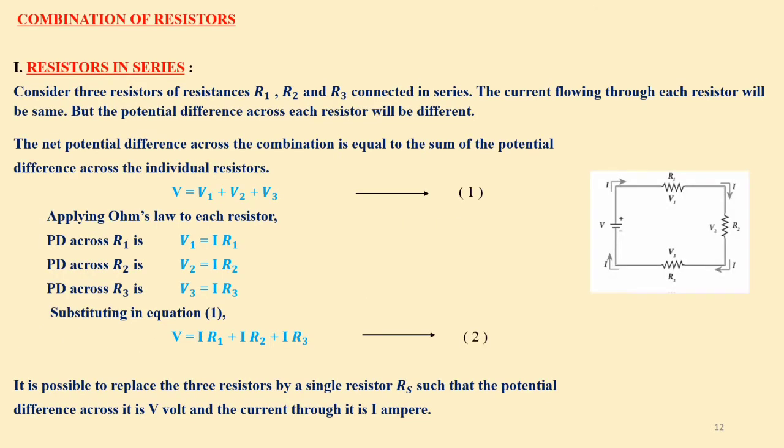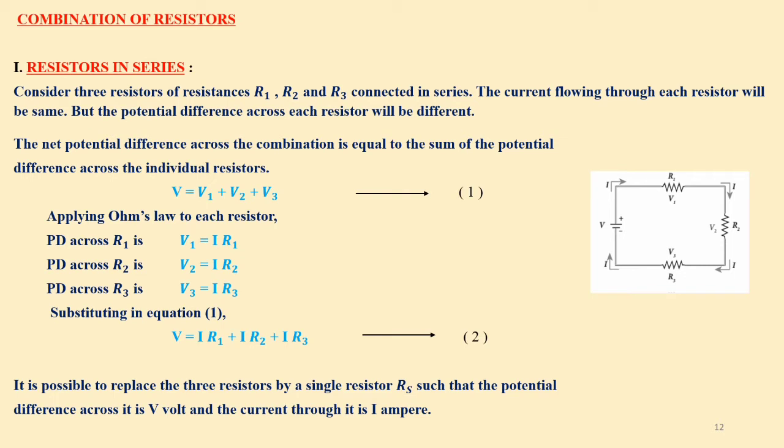Combination of resistors. First, resistors in series. Consider 3 resistors of resistances R1, R2 and R3 connected in series. The current flowing through each resistor will be the same, but the potential difference across each resistor will be different. Look at the picture now. There are 3 resistors, namely R1, R2 and R3, across which the potential differences respectively are V1, V2 and V3.